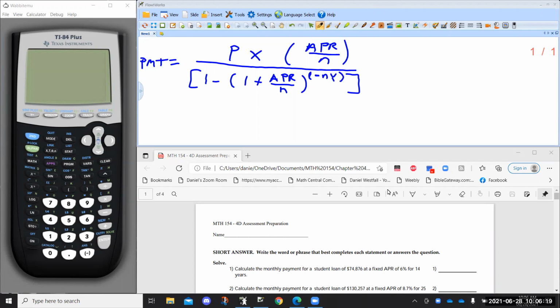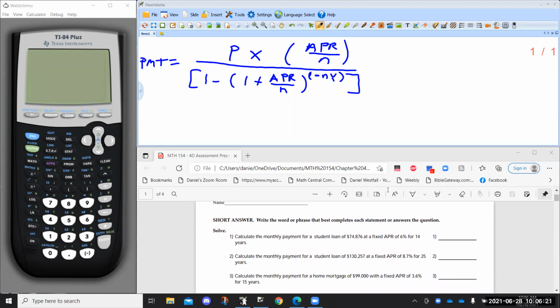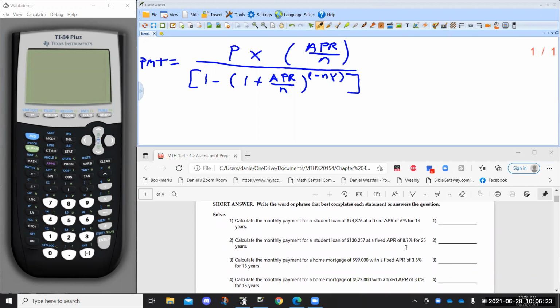Welcome back. We're going to be talking about 4D again. Most of this is going to be able to be done in the calculator. So I've written the formula for doing this by hand up on the whiteboard. We're not going to be doing most of it by hand. We're going to be using that same application that I showed you earlier.